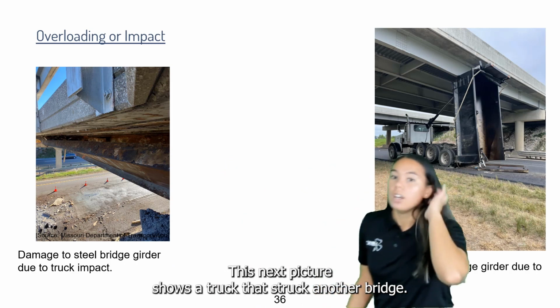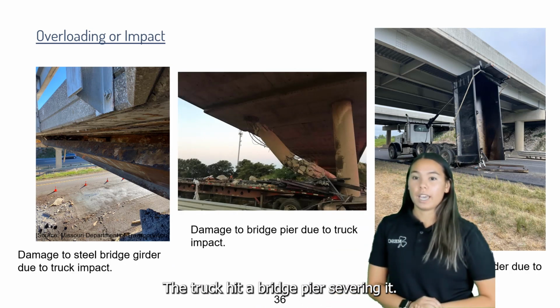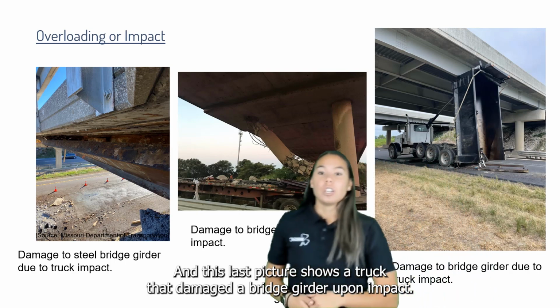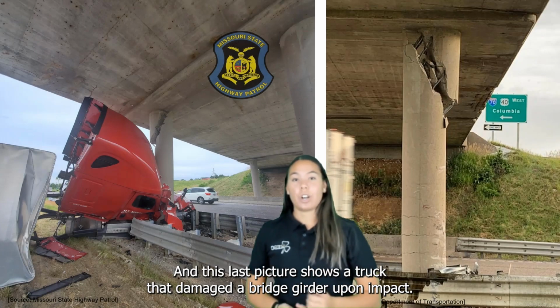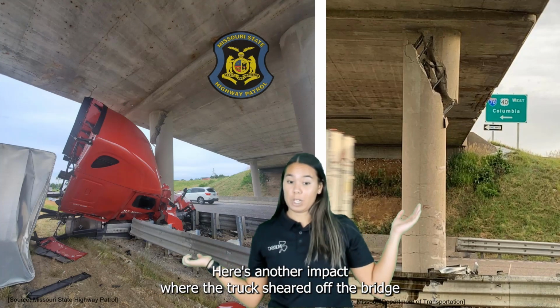This next picture shows a truck that struck another bridge. The truck hit a bridge pier, severing it. And this last picture shows a truck that damaged a bridge girder upon impact. Here's another impact where the truck sheared off the bridge pier.